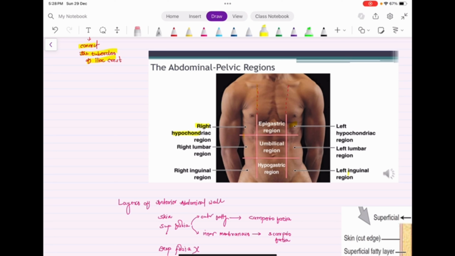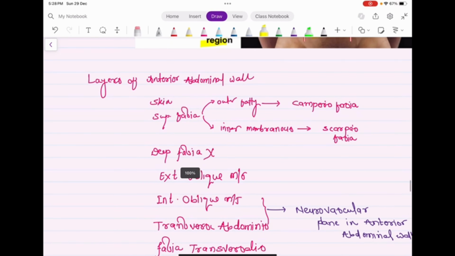They are the right hypochondriac region, left hypochondriac region, epigastric region, right lumbar region, left lumbar region, umbilical region, right inguinal region, left inguinal region, and hypogastric region. Each region has its own significance. We will discuss this in later videos.